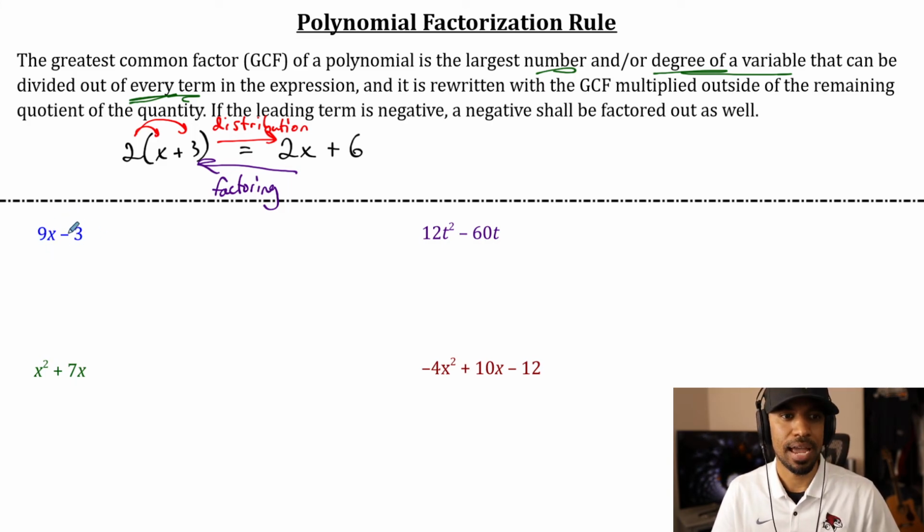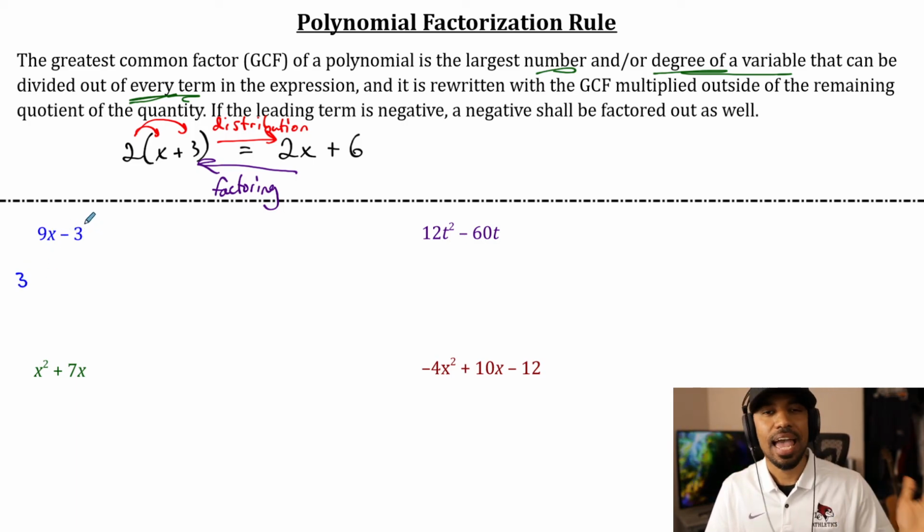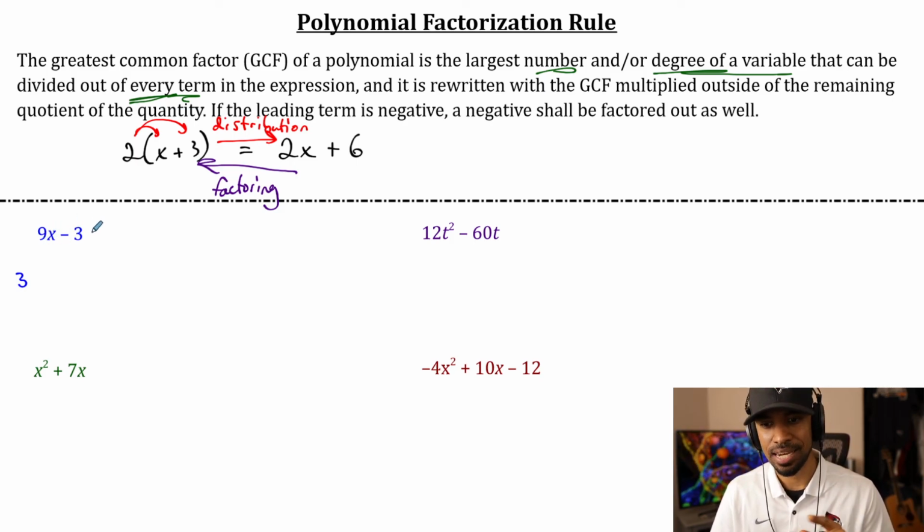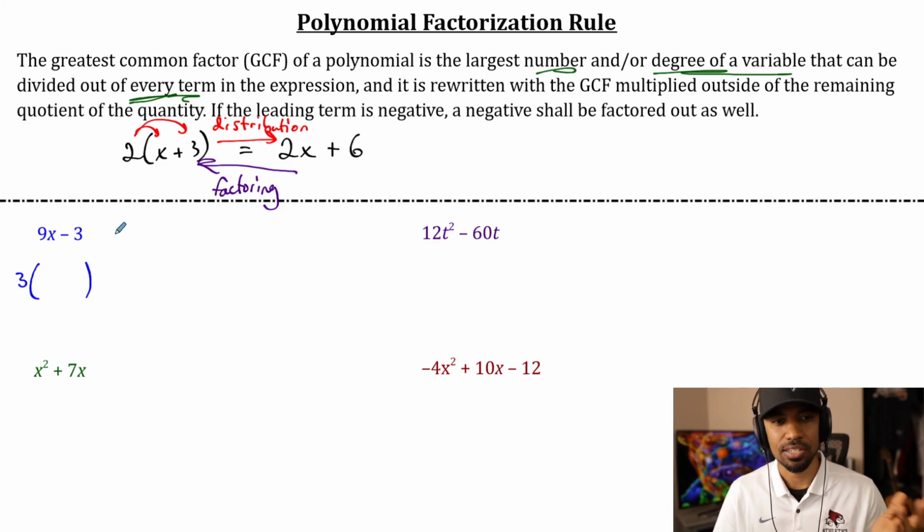Okay, so this first problem, 9x minus 3, I want to ask myself, what is the largest number I can divide out of 9 and 3? And that number is a 3. So a 3 is going to be factored outside of both of these terms here. Can I divide any x's out of this thing here? No, because even though this has an x in it, this does not right here. So it's just going to be the 3 that's factored on the outside. Now what remains on the inside is kind of the distribution step, right?